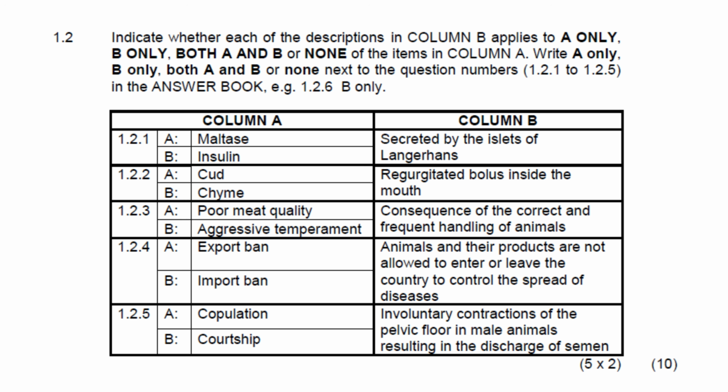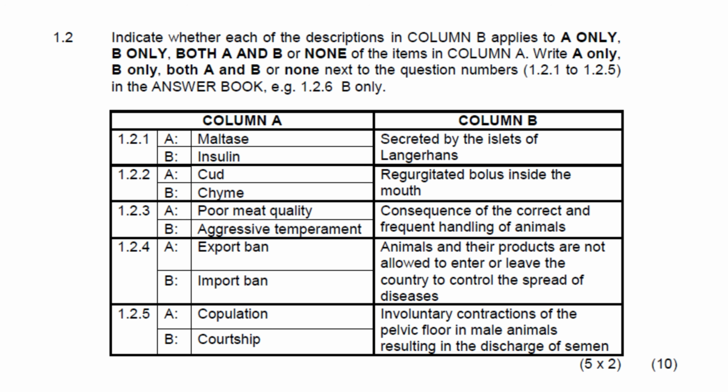And this is because cud is regurgitated food in ruminants for re-chewing. With chyme, it is the semi-liquid that is digested in the stomach. So that is digested food, semi-liquid digested food, right?